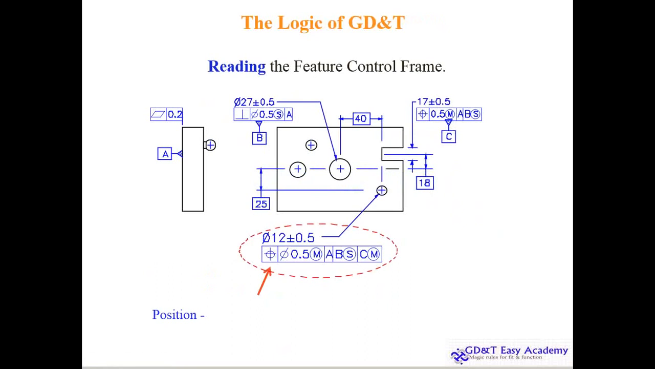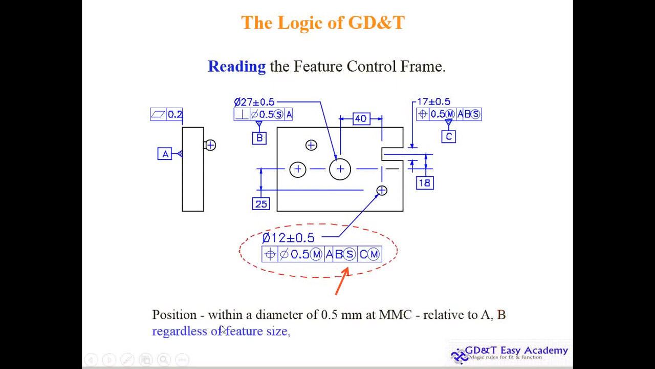So this particular meaning here is the position. Next is the within a diameter of 0.5 mm, because this is phi. This is the MMC, maximum material condition is allowed for this position, and relative to A, primary, where 3 degrees of freedom are restricted, related to B, where regardless of feature size, this is the RFS.